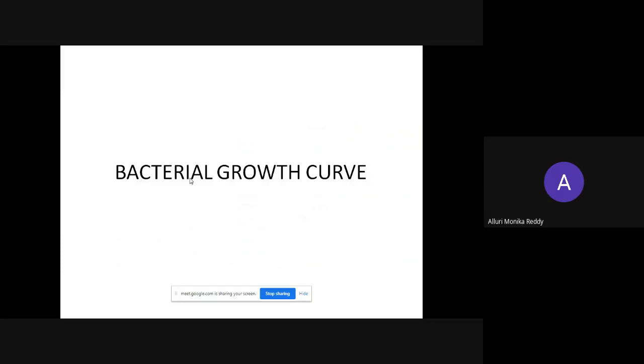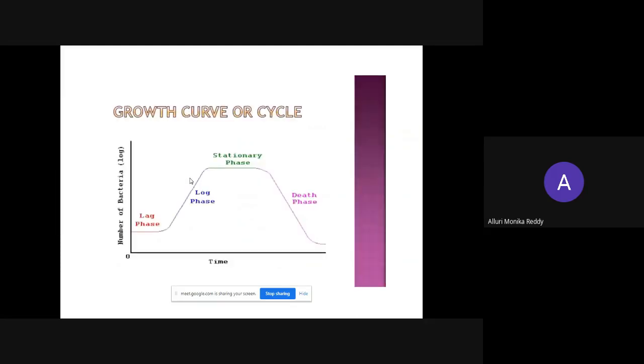And the bacterial growth curve. The entire growth cycle of a bacterium is represented by this graph. This graph shows the following four phases. It is drawn between time and growth, that is, time and the number of bacteria. The first one is the lag phase, followed by the log phase, which is the exponential or logarithmic phase, then the stationary phase and the death phase.